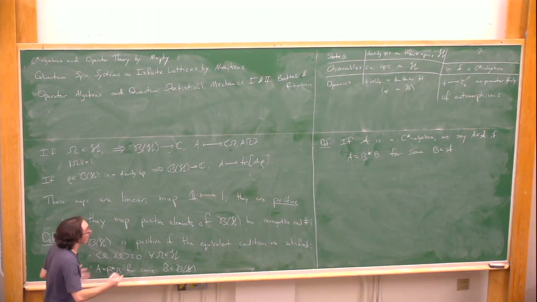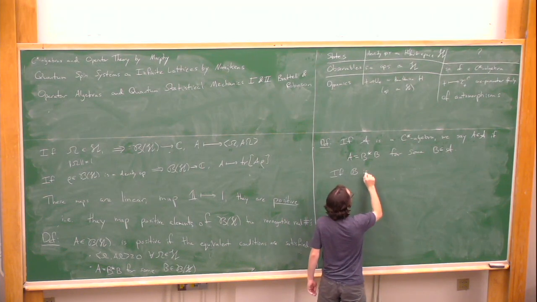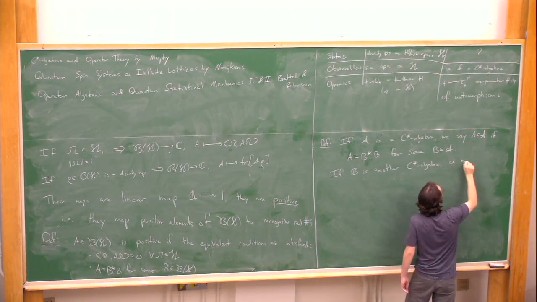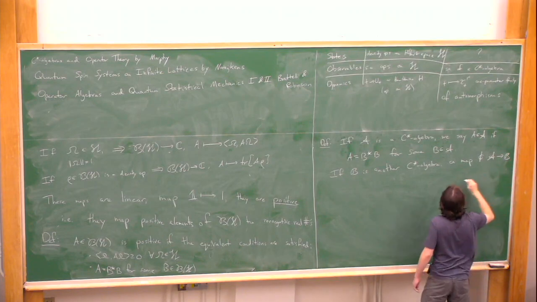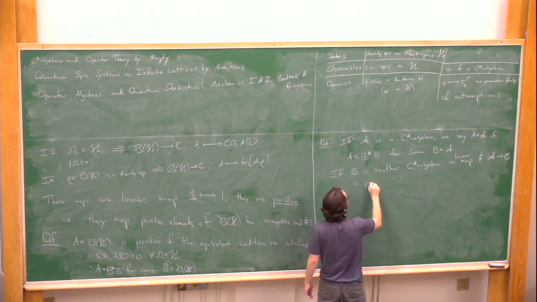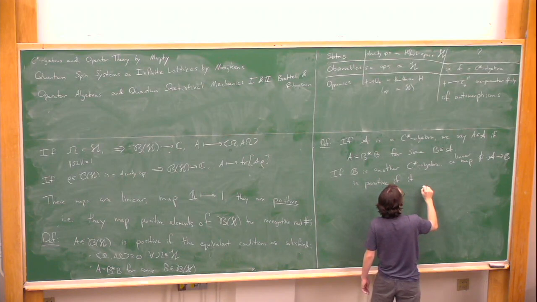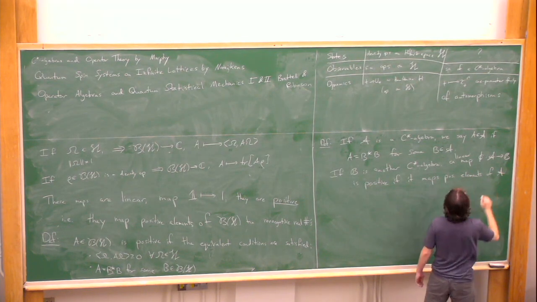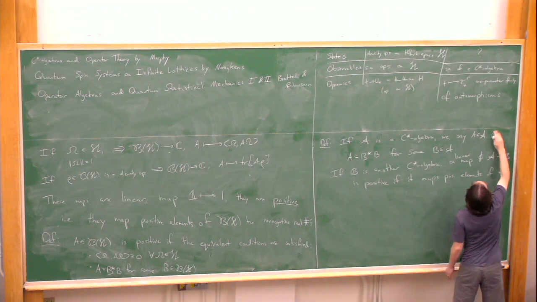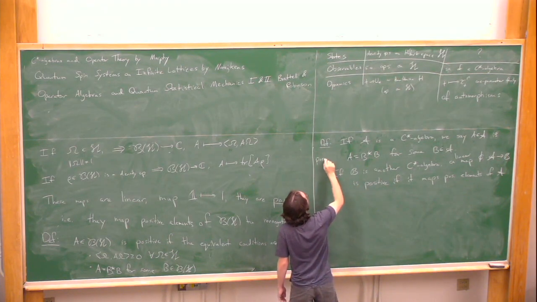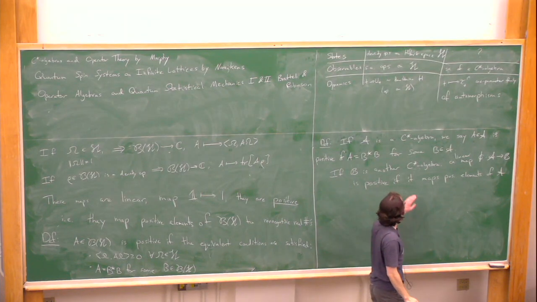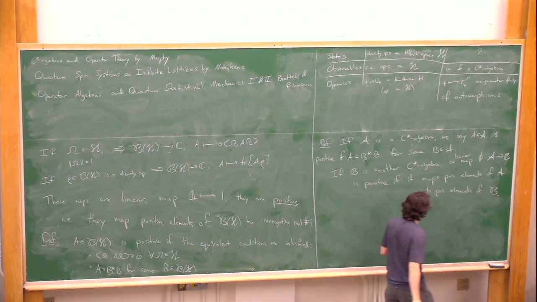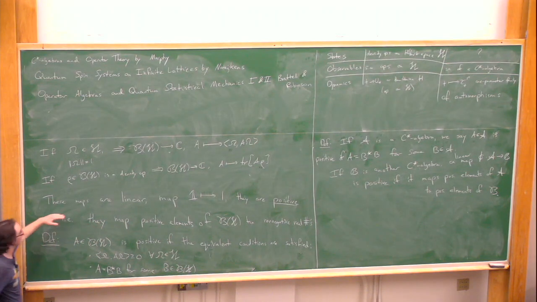Okay. And if B is another C-star algebra, a linear map phi from A to B is positive if it maps positive elements of A to positive elements of B.